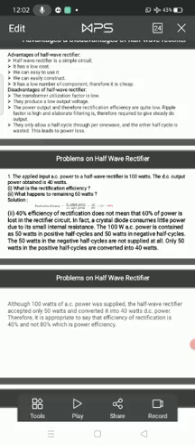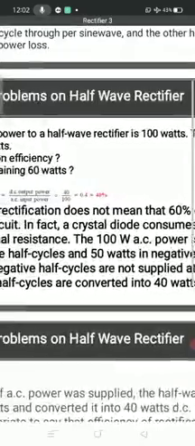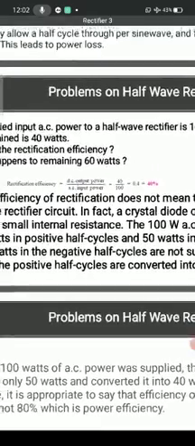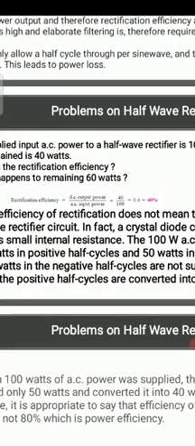See here, the rectification efficiency. What is the definition of rectification efficiency? The rectification efficiency is DC output power by AC input power of the rectifier, because on the output side of the rectifier the DC output will be available, and on the input side we give the AC. So it is the ratio of DC output power to AC input power.